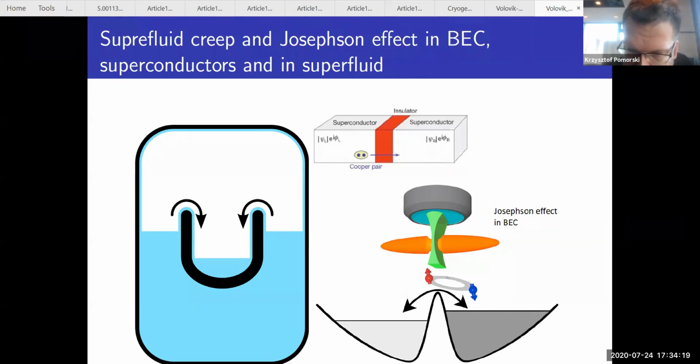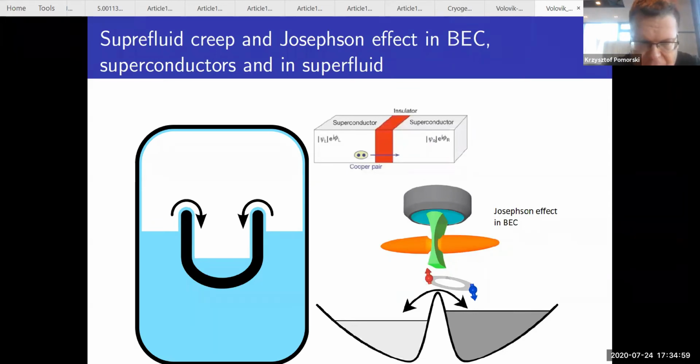If you have a Bose-Einstein condensate, you can cut the condensate into two parts, and there is a barrier via which tunneling can also take place. So you can have Josephson junctions in Bose-Einstein condensates and Josephson junctions in superfluids. Basically, you need a macroscopic quantum effect, and you need to be able to distinguish two quantum subsystems that interact in a weak way. So that's basically the Josephson effect description in such systems.